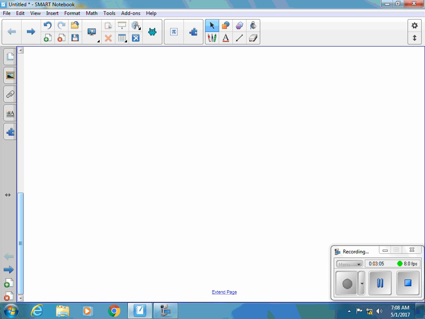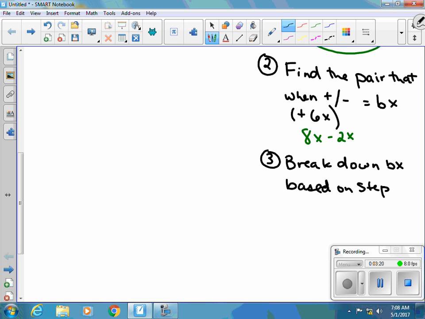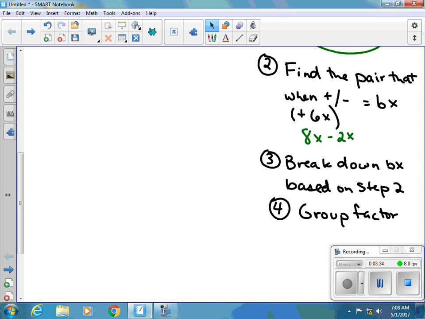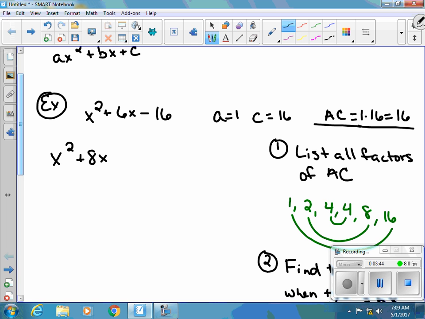So our step 3 is to break down bx based on step 2. Not step 3 again, silly crazy lady. Step 4 is to then group factor. All right, so we're going to do step 3 and 4 together here. We're finally going back over to this side. So we're breaking down that bx. So we're going to have x squared plus 8x minus 2x minus 16.